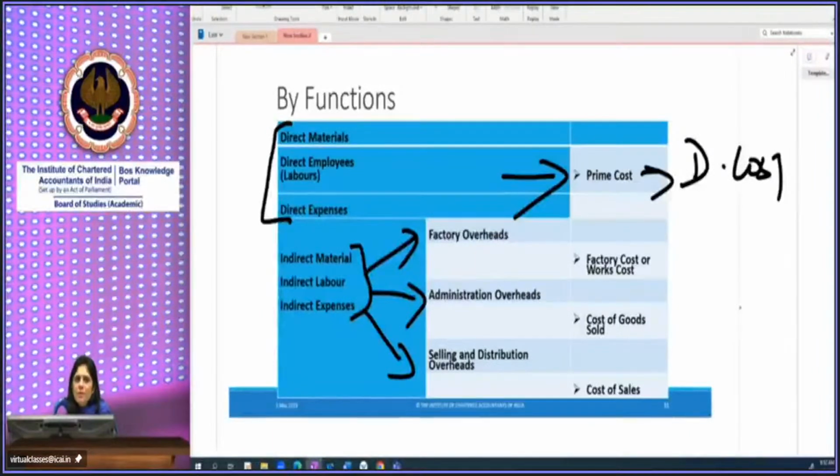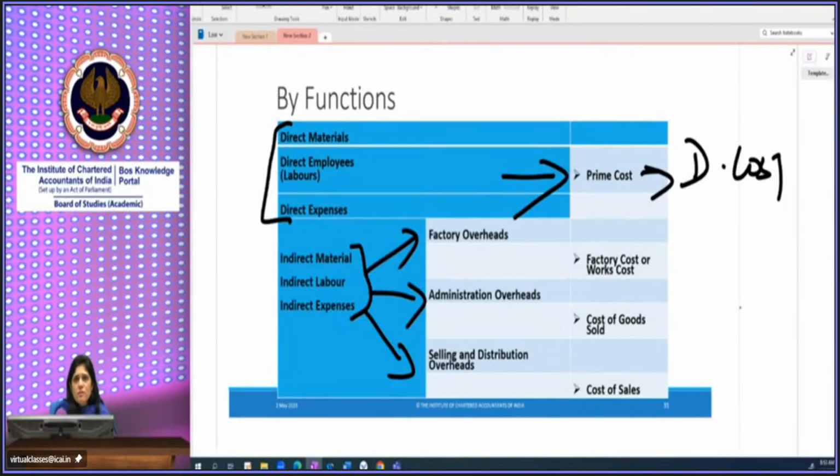Now, coming to administration overheads, under administration, what could be indirect material? Stationery items, pen, paper, eraser, scale, markers, pins. So those are indirect material in the office area. Indirect labor, manager's salary, office staff salary, indirect labor. All right. Indirect expenses, postage and telegram, office rent, office lighting, indirect expense.